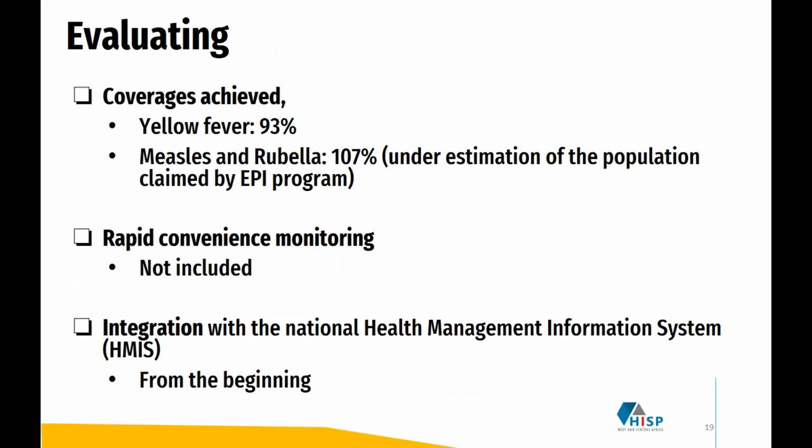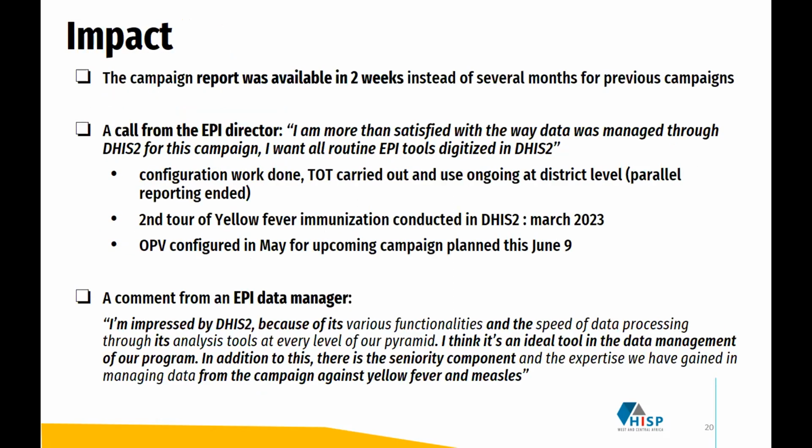So this one, we achieved 93% of coverage for yellow fever, but you can see that we have achieved over 100% for the rubella. The API program claimed that it was an underestimation, but currently they are under an evaluation to check the denominator. This was because of this DHIS2 that had triggered another question that they are trying to answer for their data quality. We have not included the rapid convenience assessment, and the integration was done with the HMIS since the beginning.